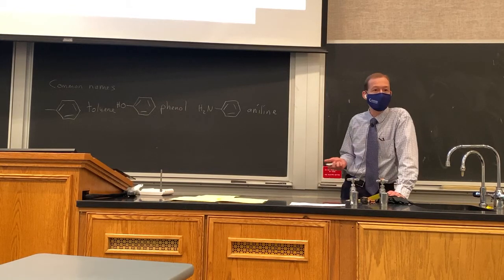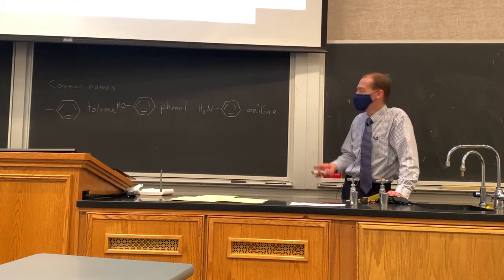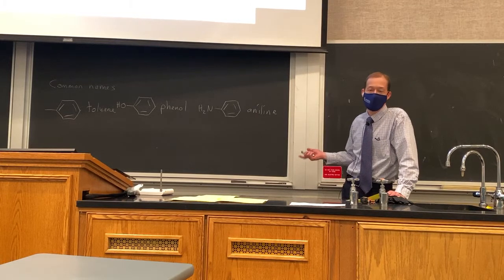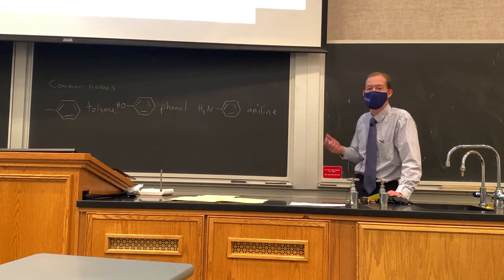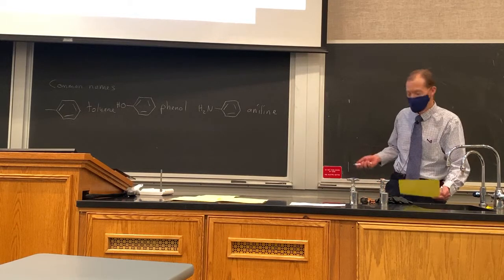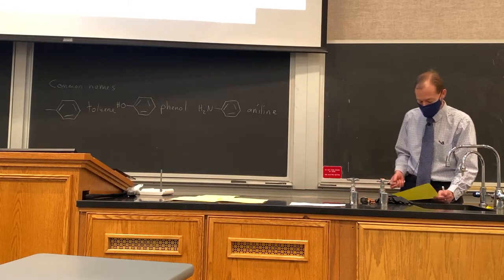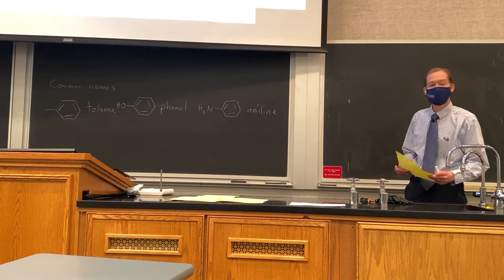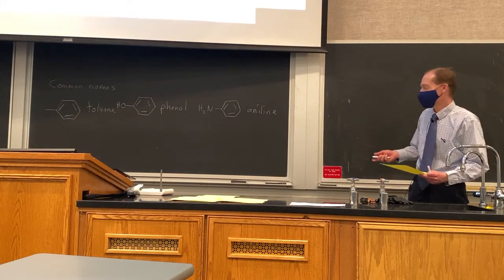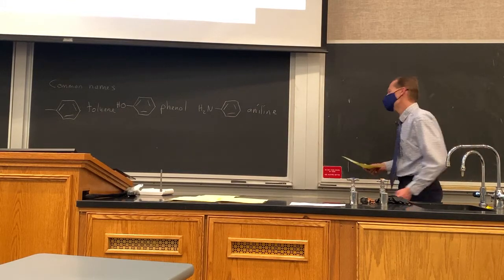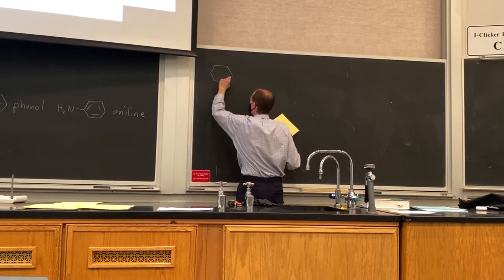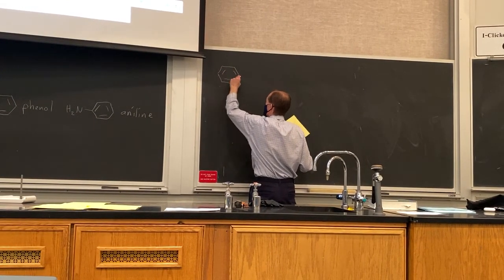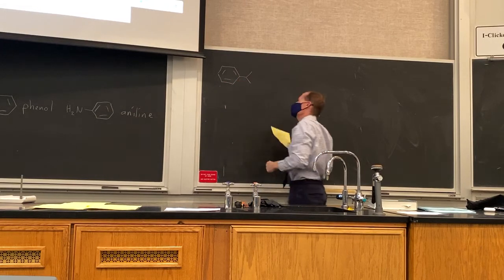This hydroxy substituted benzene is known as phenol. And these are acceptable names in IUPAC nomenclature. And then an aminobenzene is known as aniline. Okay, so we have to know these common names. If we have substituents that are not one of these three, then we just use our normal IUPAC naming system for naming those substituted benzenes.